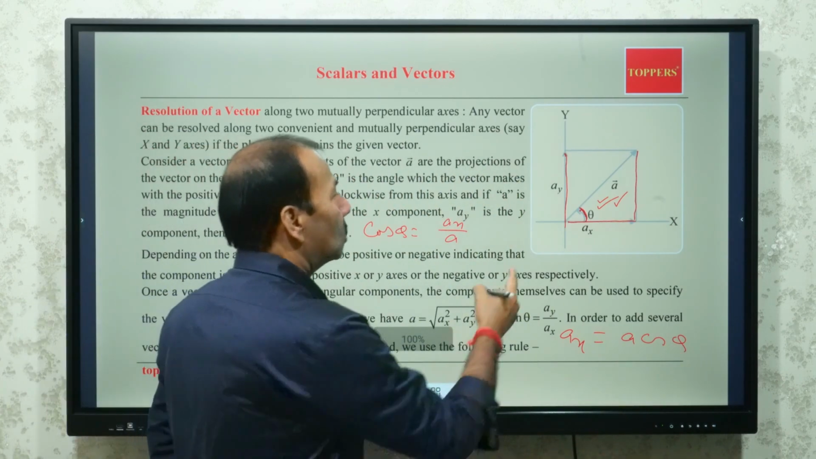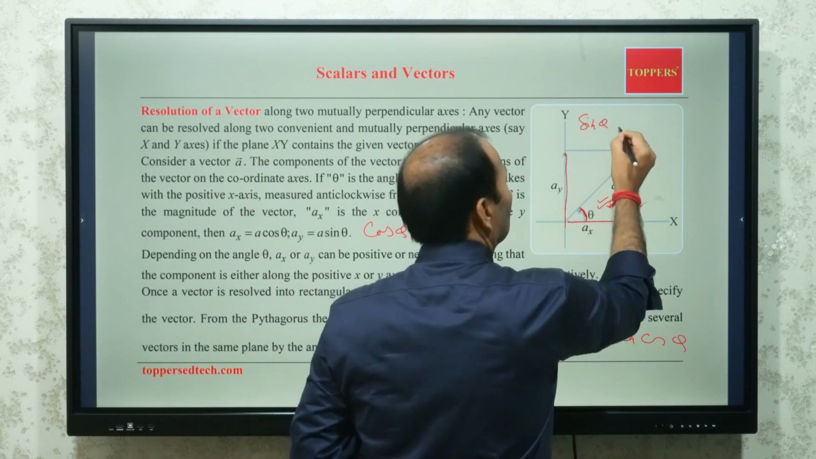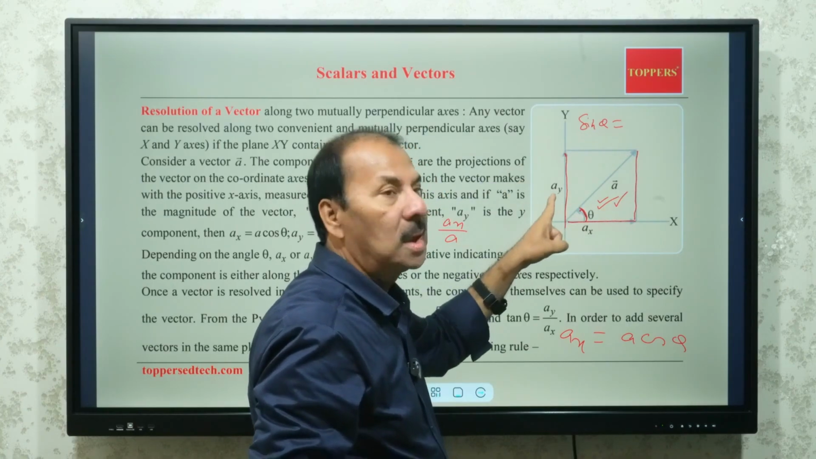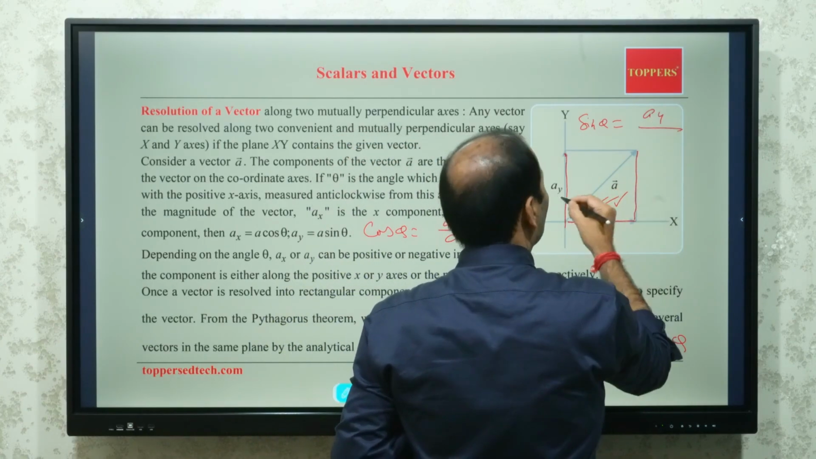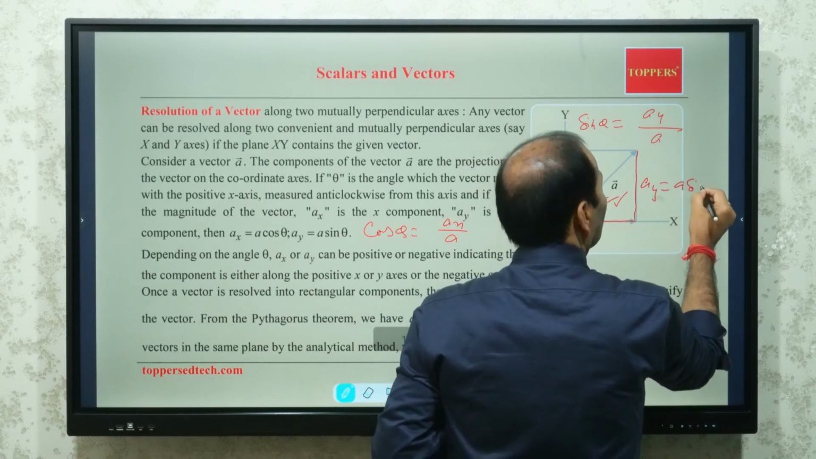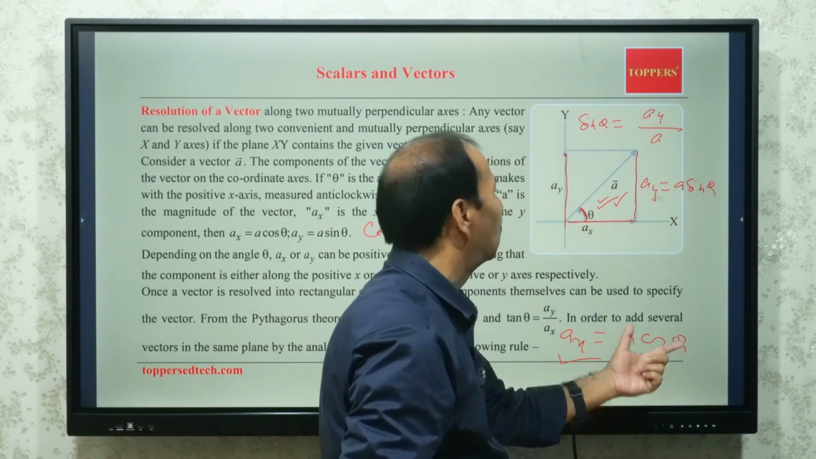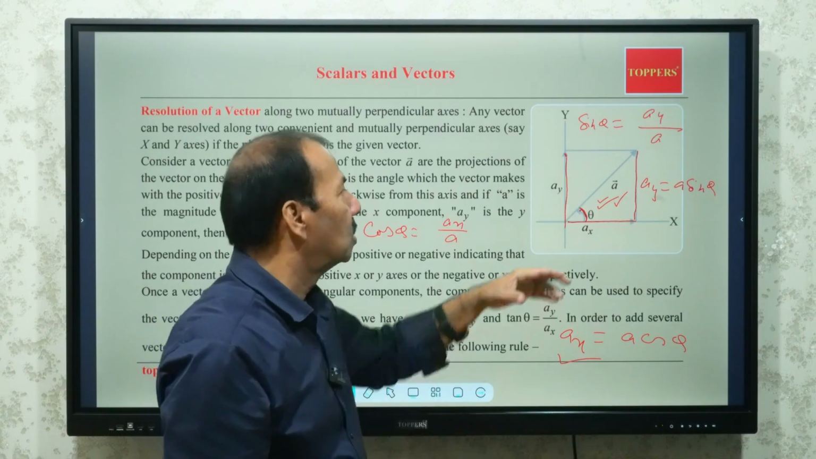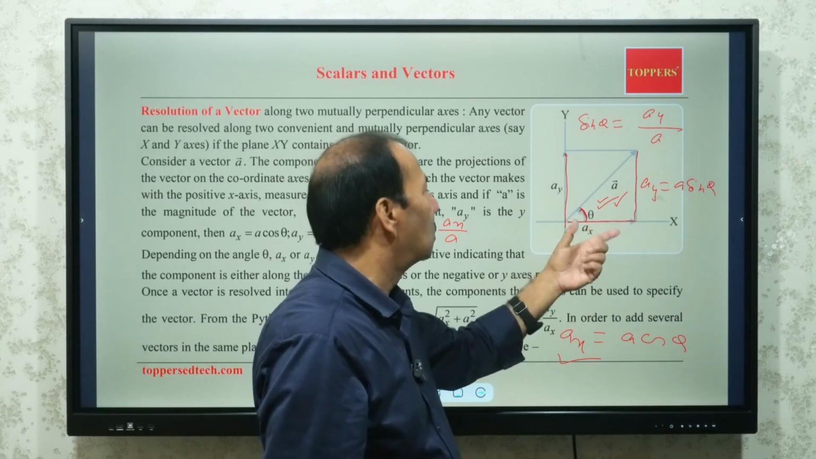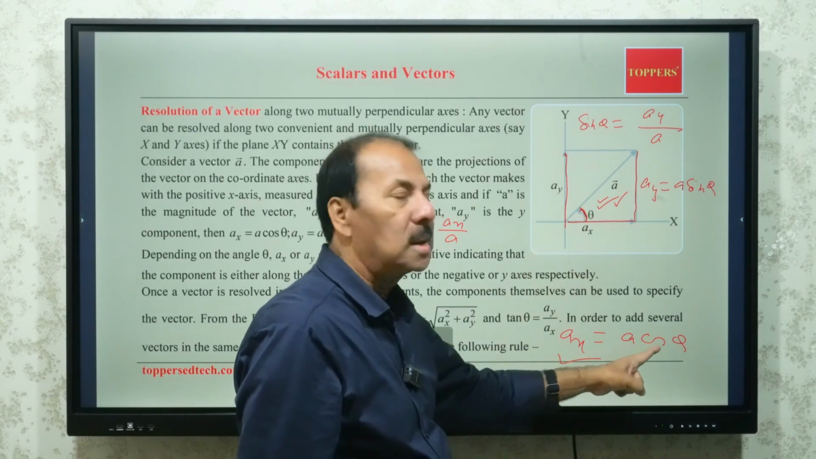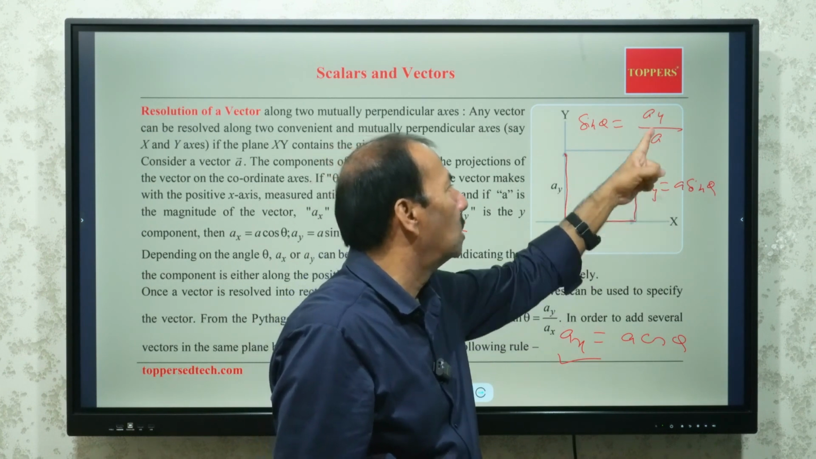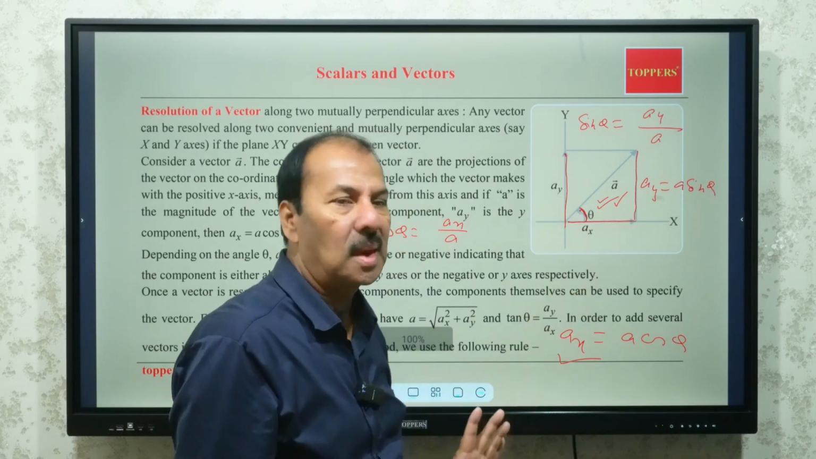Similarly, if we consider sin theta here, then sin theta is perpendicular upon hypotenuse. So this side divided by this side, this side is Ay, divided upon this A. So again, from here, Ay is equal to A sin theta. So the x component is A cos theta, and the y component is A sin theta. This is just using the concept of the right-angled triangle. Cos theta is base upon hypotenuse, from there you will get A cos theta. Sin theta is perpendicular upon hypotenuse, and you will get Ay equal to A sin theta, just using this calculation.